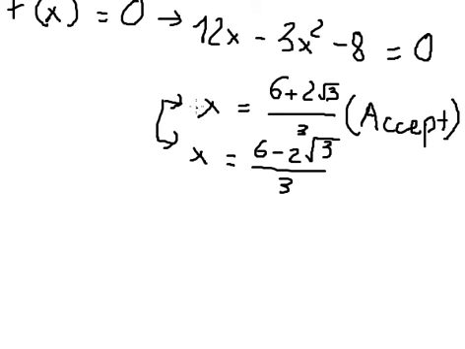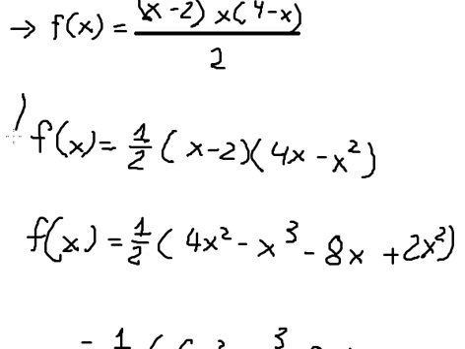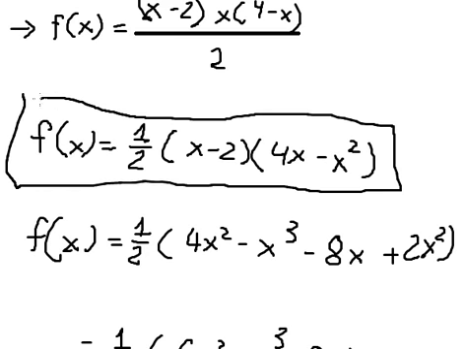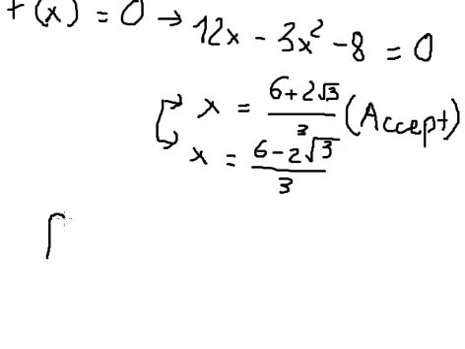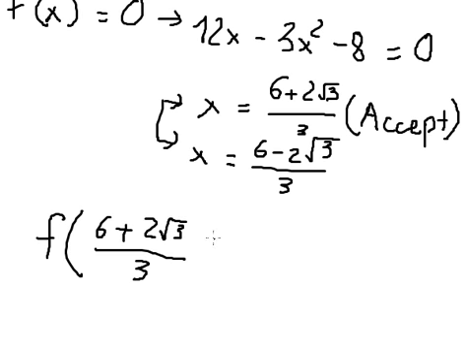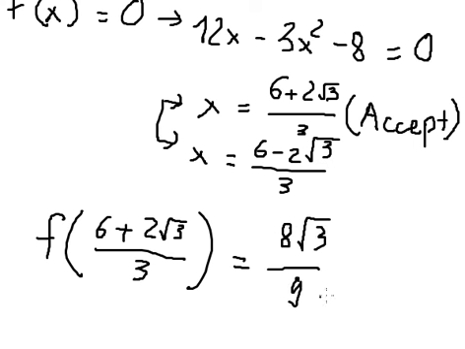Now, after we got this value, we can put this back into this function. And we have 8 square root of 3 over 9. And here is the maximum value of the area we need to find.